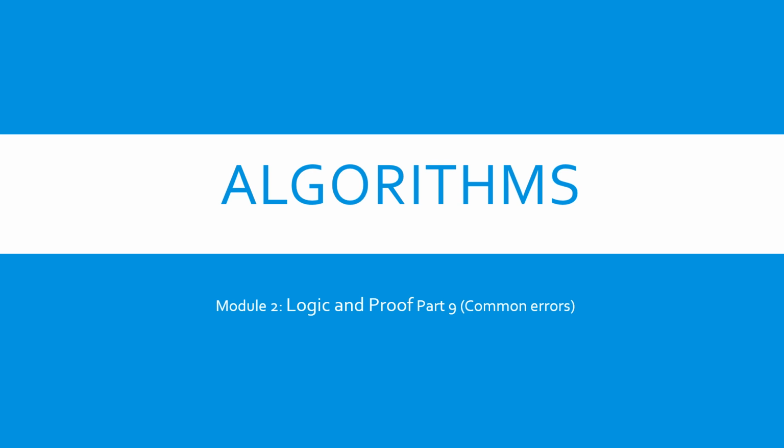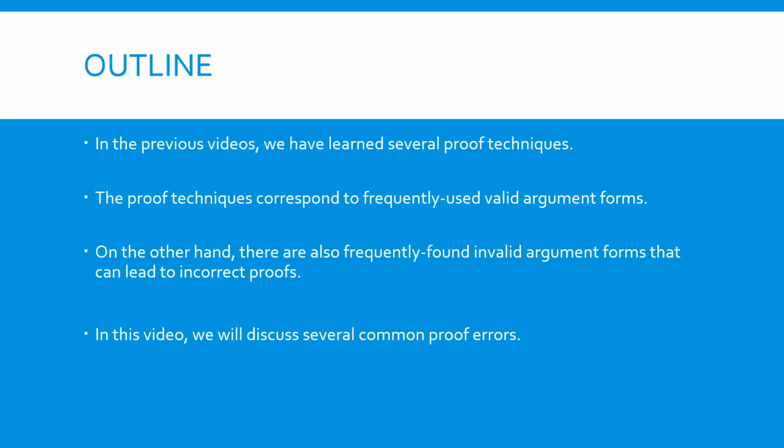This is part 9 of Module 2, Logic and Proof. In this video, we will discuss some common proof errors. In the previous video, we have learned several proof techniques. Those proof techniques correspond to some commonly used valid argument forms. On the other hand, some invalid argument forms are also commonly used, and they correspond to the common proof errors that we will discuss today.